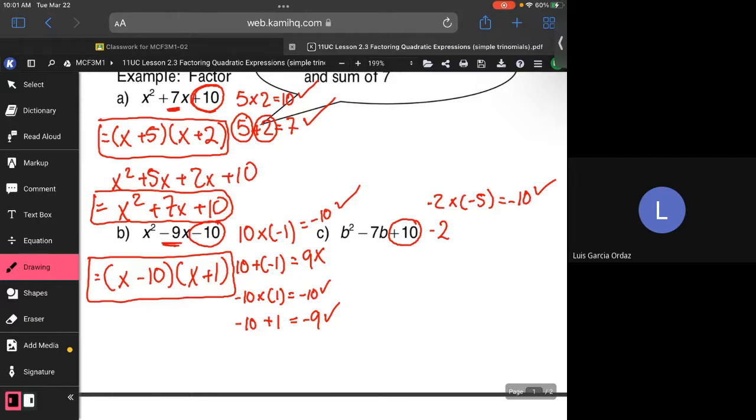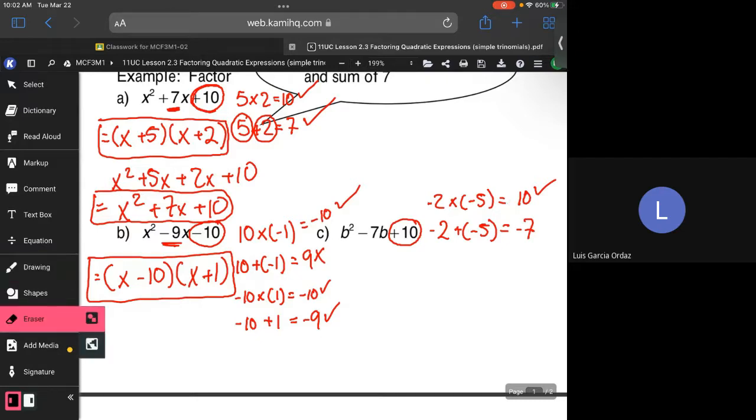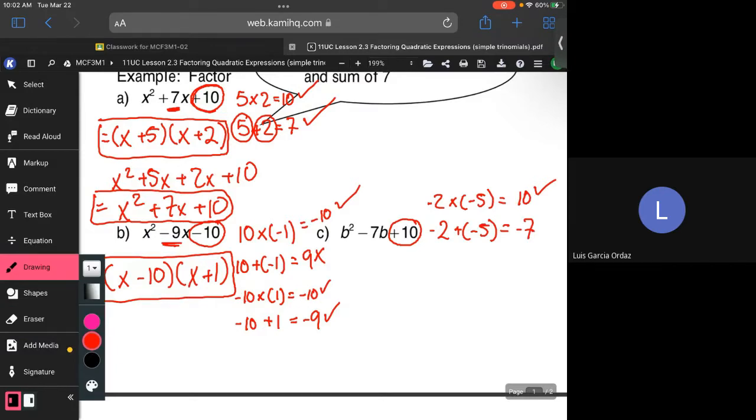My middle term is negative, so I need to make sure when I add those two numbers, they give me negative 7. But then how do you make it so that it's positive? Whoops, my bad. I mistook that. Yeah, so negative times a negative is going to be a positive. So negative 2 times negative 5 gives me positive 10. And those same two numbers, when I add them together, negative 2 plus negative 5, give me negative 7. So what is my factor going to look like?